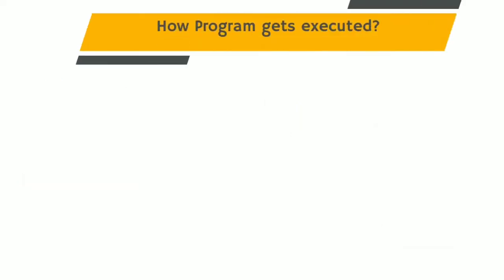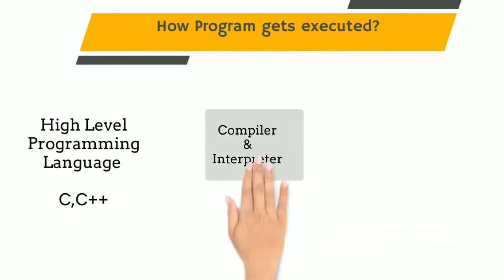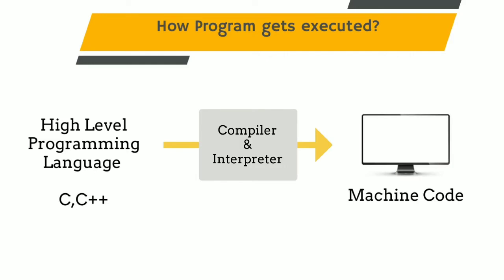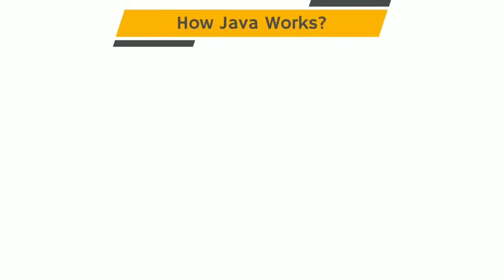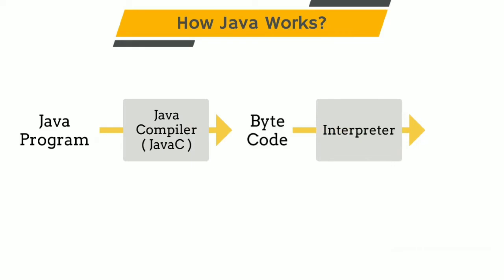Let's see how Java can solve this issue. Normally, when we write any program, the compiler or interpreter will convert that program into machine language and the system will execute it. But Java executes programs slightly differently. The Java compiler will first convert the Java program into bytecode and then bytecode needs an interpreter for execution. That interpreter is called a JVM, that is Java Virtual Machine.